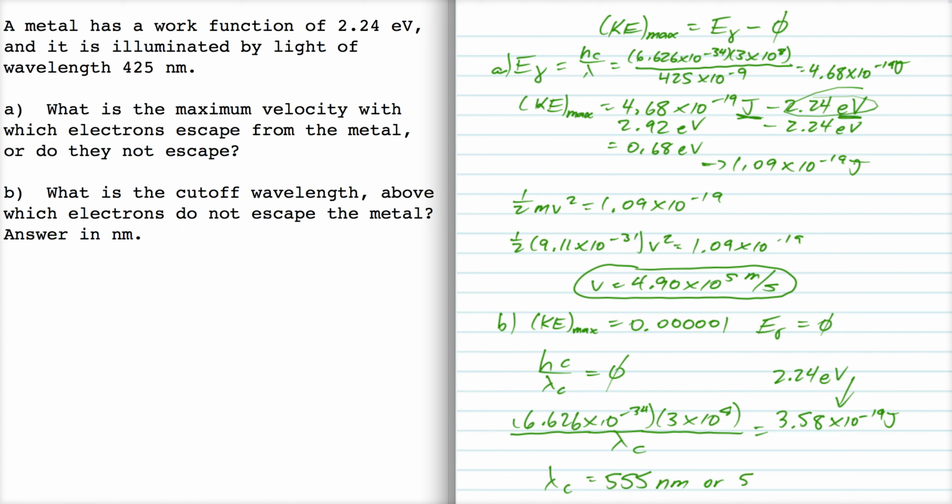Or if your calculator spits out 5.55 times 10 to the minus 7 meters, I read that as 555 times 10 to the minus 9 meters, which is 555 nanometers.